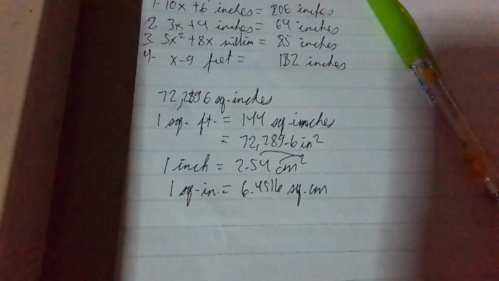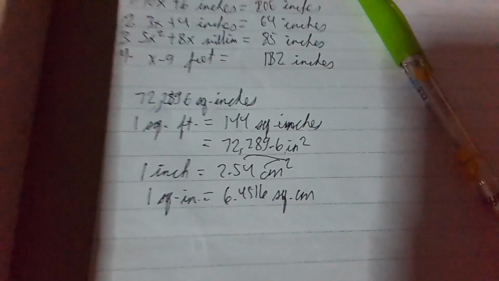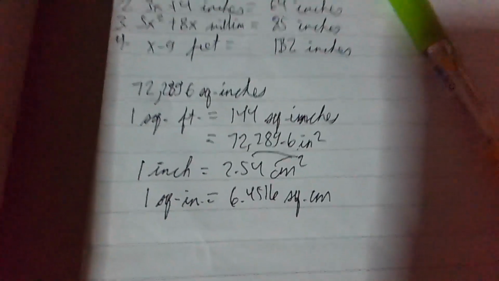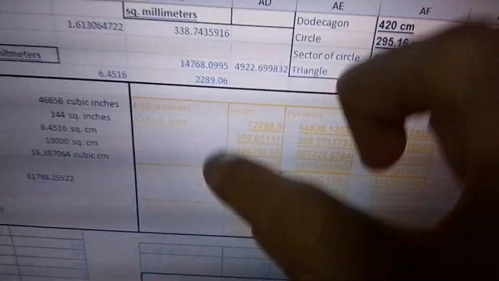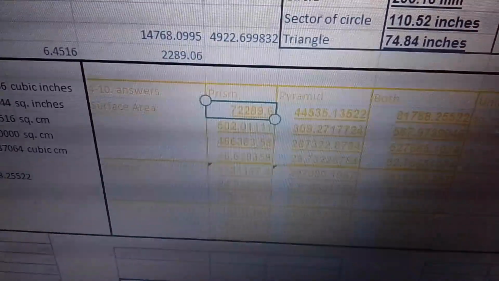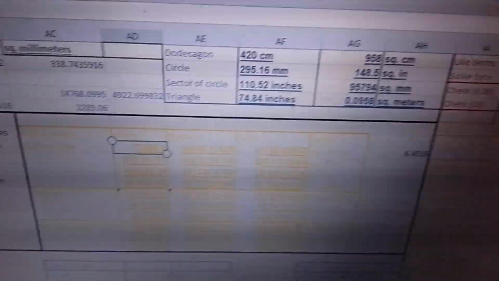Ang ginawa namin, we did it this way. We know that 1 inch is 2.54 centimeters. But because we're gonna square it, it's 6.4516. That is the answer. Alright? So, now what we did, I think there's a shortcut to it. Diba, I remember going back to my solution sheet here, we have this answer, right? Do you still remember this answer? The 72,289.6. What we did, we put that in square inches, and then we multiplied that by 2.54 squared, which was the formula which I did here.